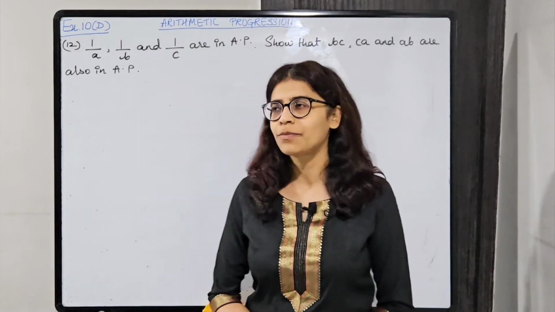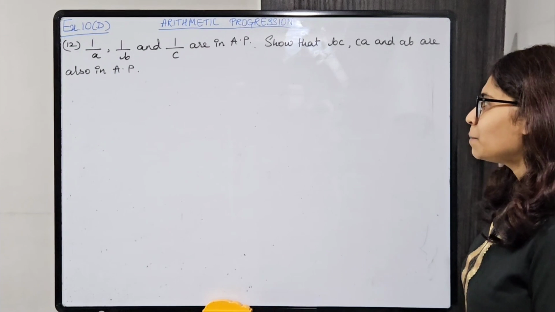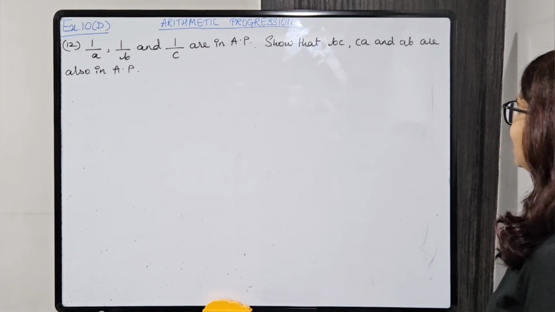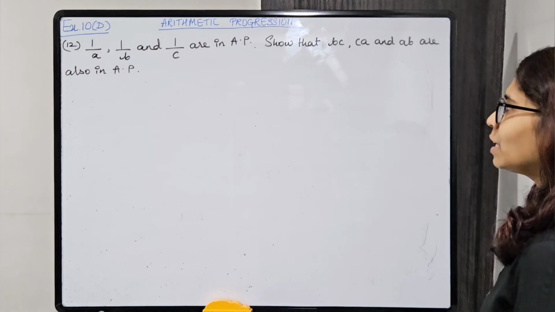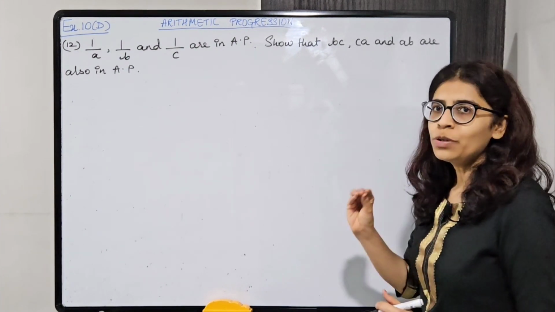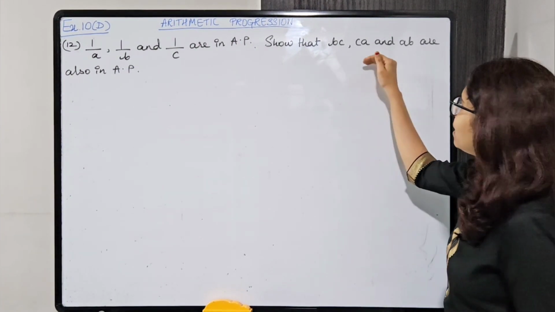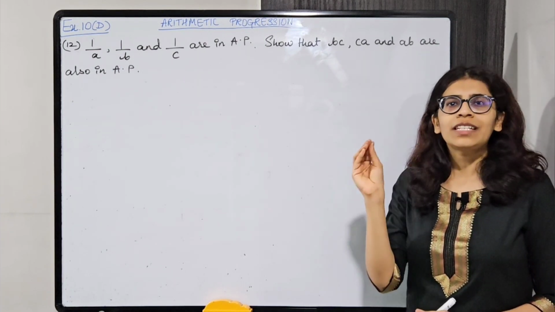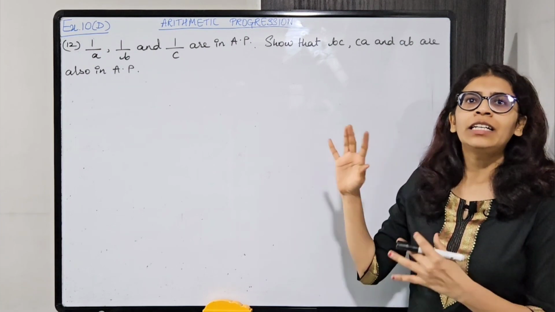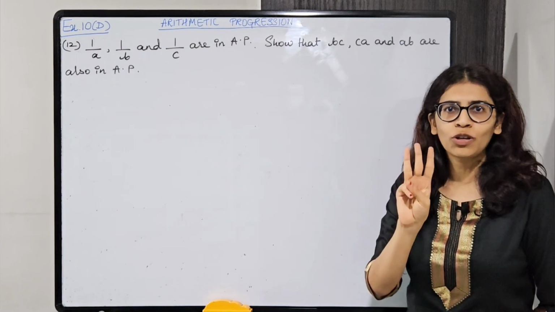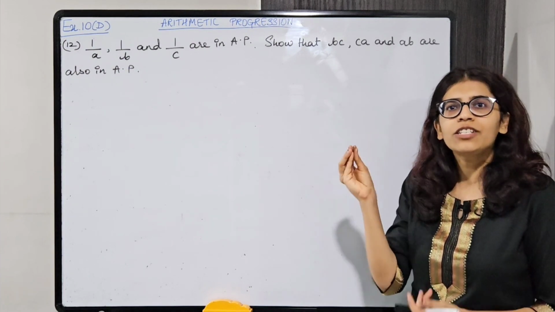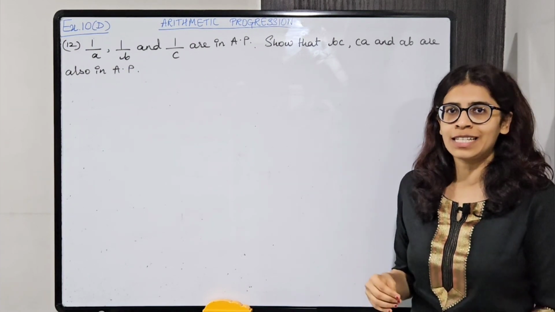Question number 12. 1 by A, 1 by B and 1 by C are in AP. Show that BC, CA and AB are also in AP. You need to prove that these three terms are in AP. So students, there is one way of proving that the three terms are in AP. जब भी three terms बोला है तो एक मेथड है जो हम लोग यहाँ पे फॉलो करने वाले हैं. So I'll just explain this with the help of an example.